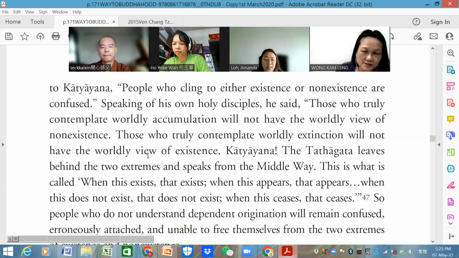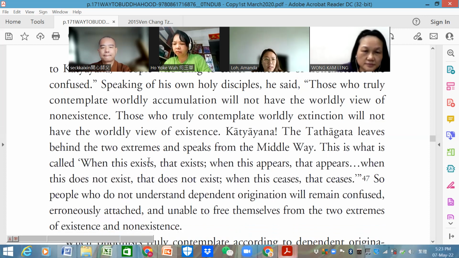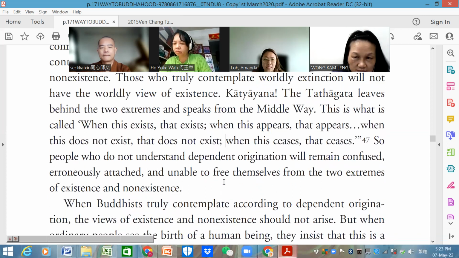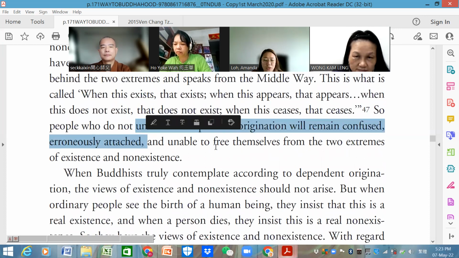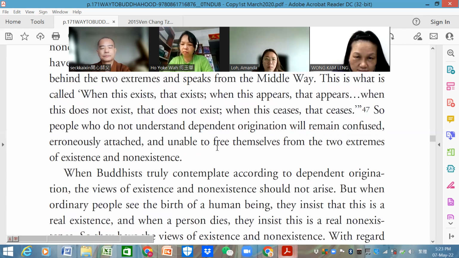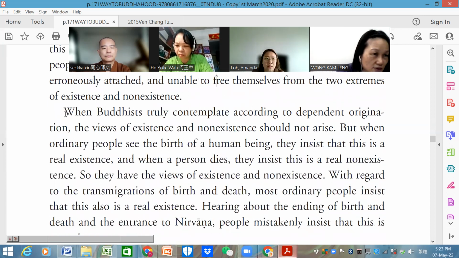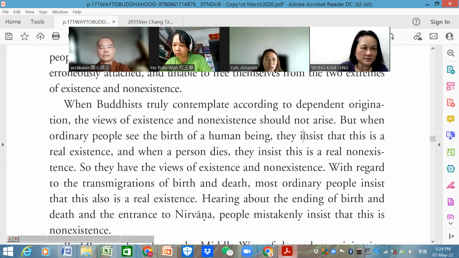This is what is called: when this exists, that exists. When this appears, that appears. When this does not exist, that does not exist. When this ceases, that ceases. So people who do not understand dependent origination will remain confused, erroneously attached, and unable to free themselves from the two extremes of existence and non-existence. When Buddhists truly contemplate according to dependent origination, the views of existence and non-existence should not arise. But when ordinary people see the birth of a human being, they insist that this is a real existence. And when a person dies, they insist this is a real non-existence. So they have the views of existence and non-existence. With regard to the transmigrations of birth and death, most ordinary people insist that this also is a real existence. Hearing about the ending of birth and death and the entrance to nirvana, people mistakenly insist that this is non-existence. Okay, thank you so much.